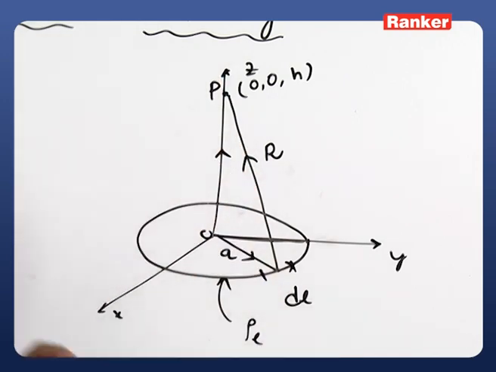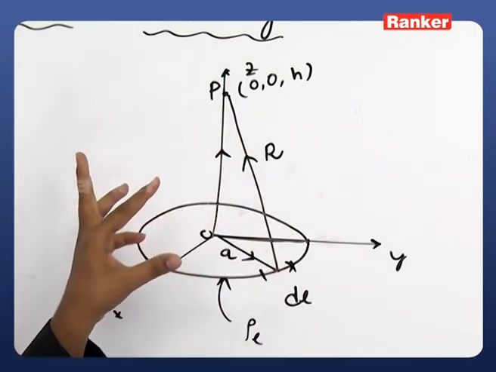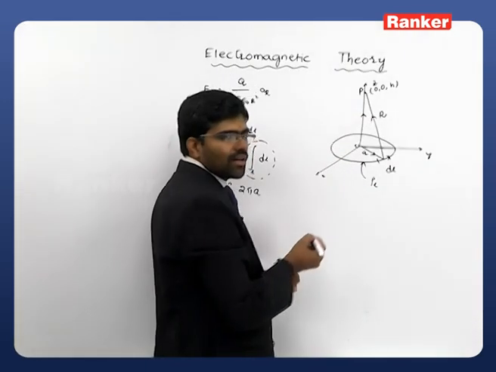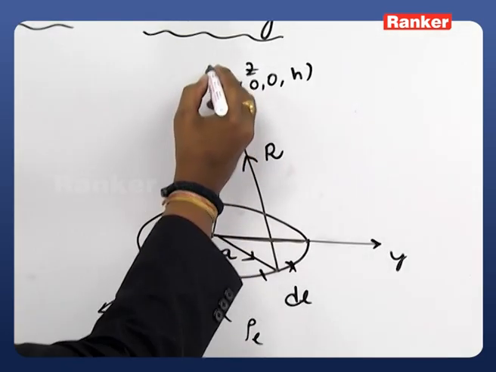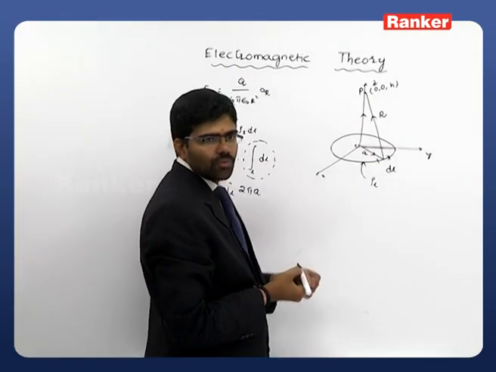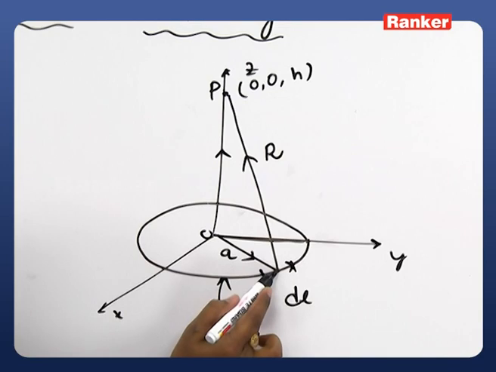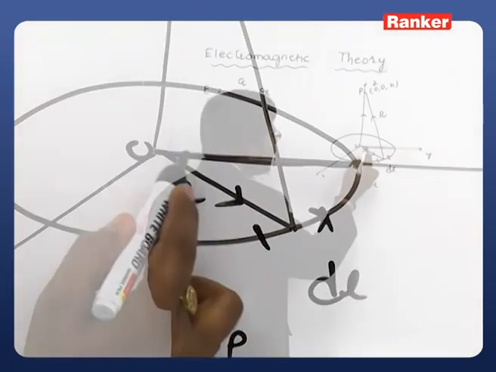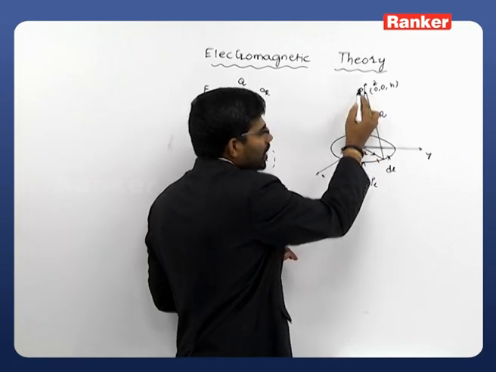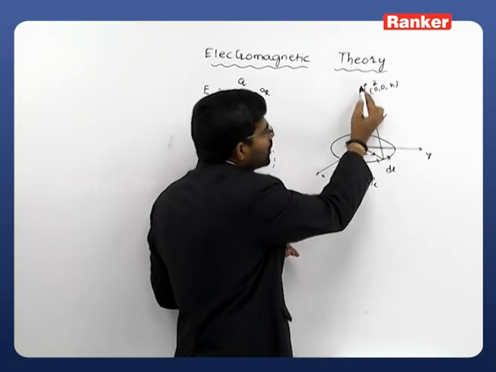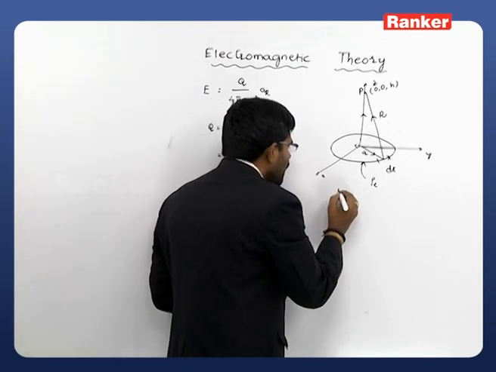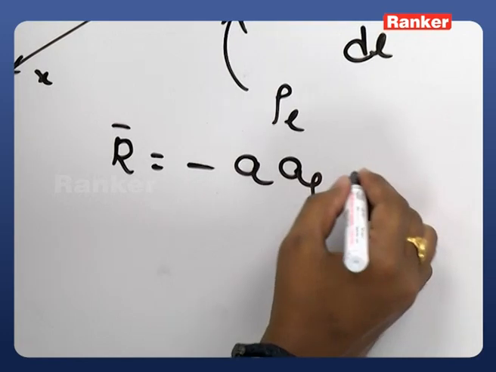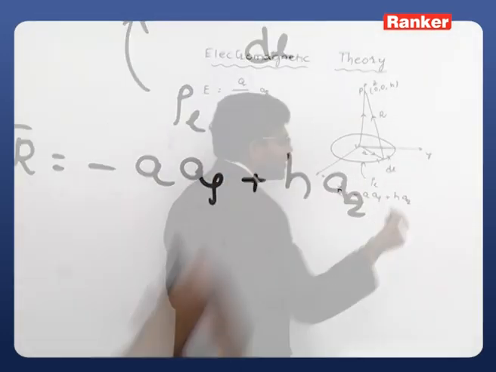This is vector R. If you take the vector notation and take the addition of two vectors, that is minus A in the direction of rho and H in the direction of Z. That is what I am considering. Clearly observe: minus A in the direction of rho, or A in the direction of minus rho, and H in the direction of Z. The vector addition gives the equivalent R. So clearly R can be written as R equals minus A a_rho plus H a_z.